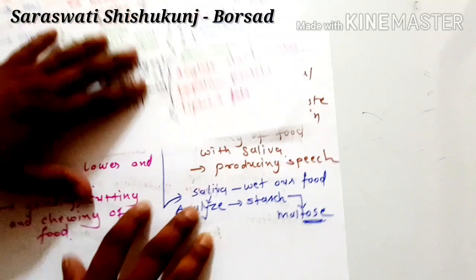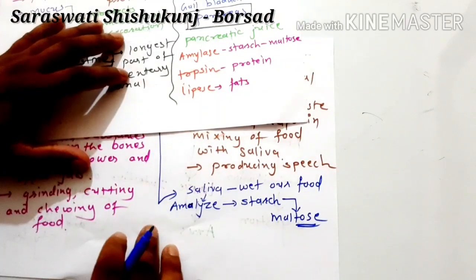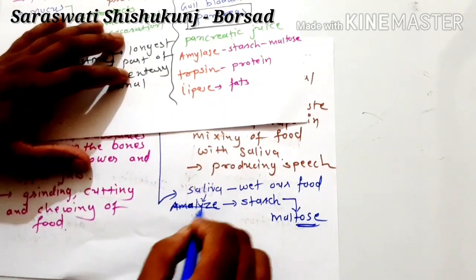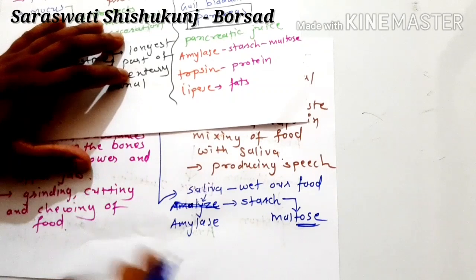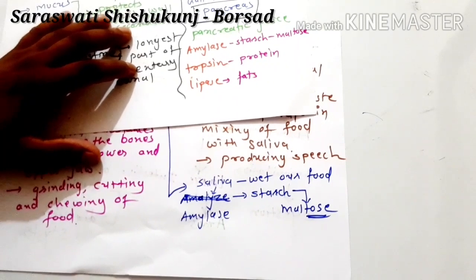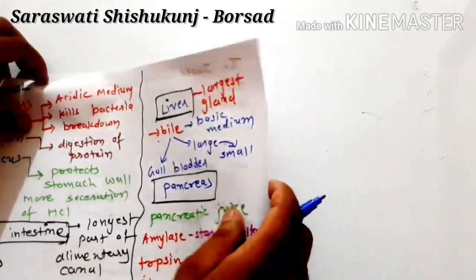Let's just do one correction, that here in the spelling we will have amylase only. Please do this correction of amylase. Okay, so it's very easy, as from the figure you can do it very well.